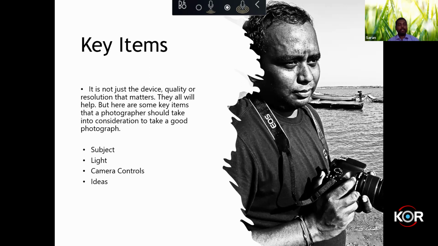And the second thing is that photography is basically called the painting of light. So light plays a vital role in capturing our moments. And the third item is the camera controls. And the fourth and very important one is the ideas. An idea is something that should be unique, as humans, we all see in a similar manner only. So these are the four key items that a photographer needs to know.